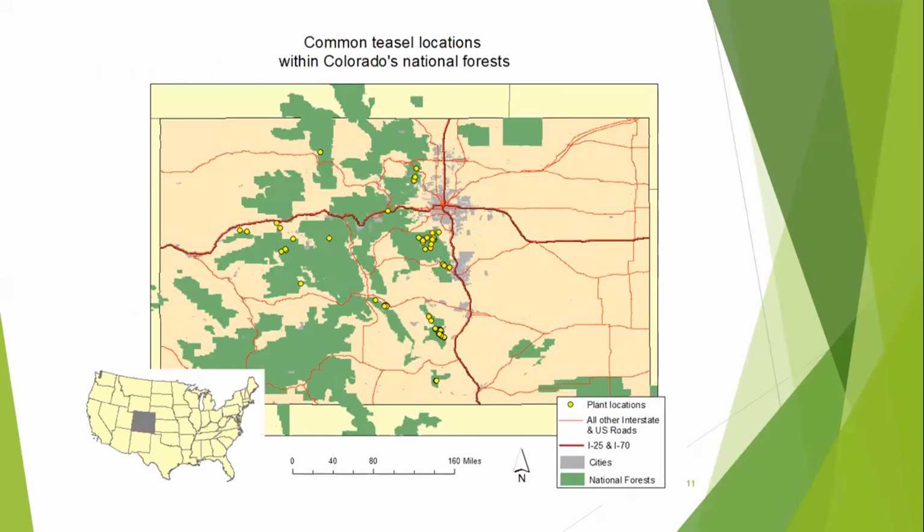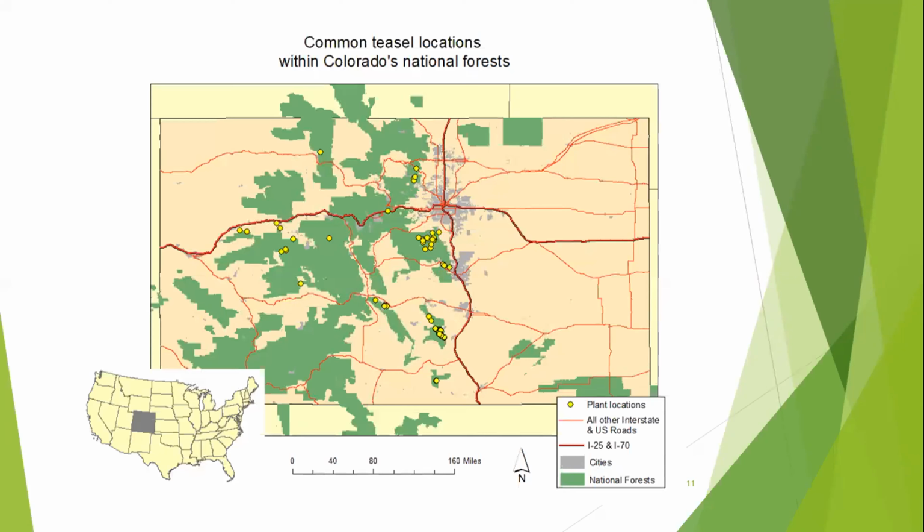Okay. So this is just a brief look at some of my data so far. So I have the plant locations that I got from the Forest Service. This is the state of Colorado, as you can see from the inset map. And I have two of the major interstate highways highlighted. So that's I-25 that runs north-south through the state, and I-70 runs east-west through the state. And then I have other interstate and US roads in the lighter red.